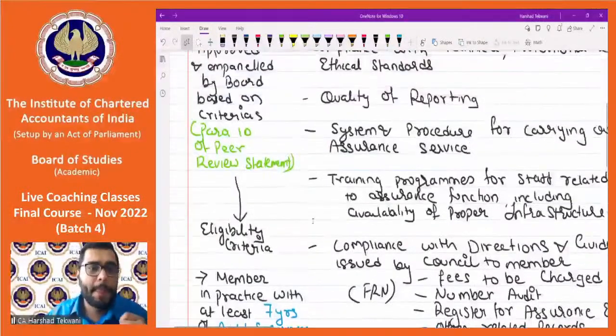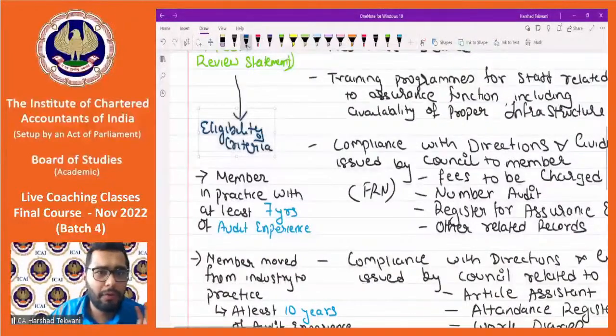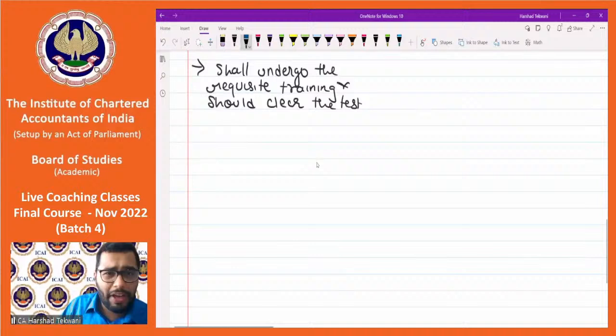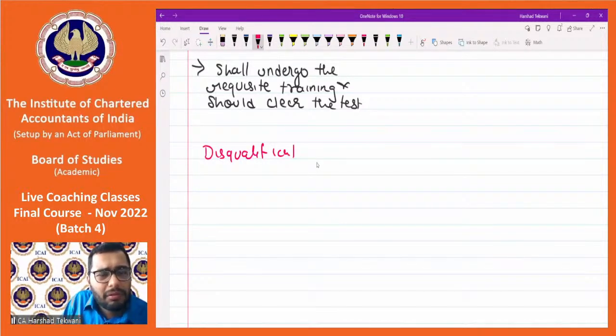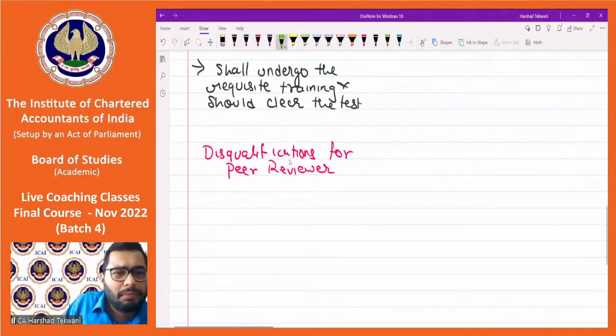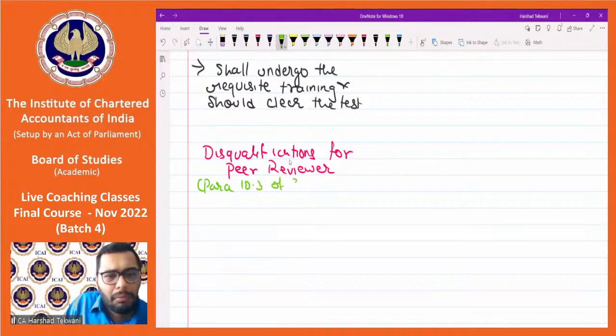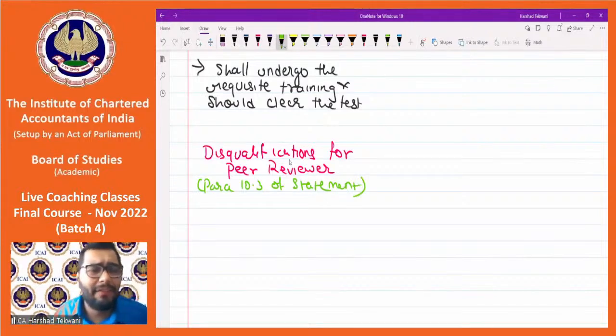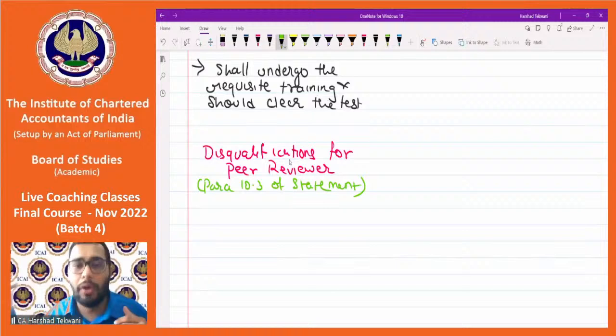Now we discussed what the eligibility requirement is. Understood, fine. But there are some disqualifications also. These are disqualifications for a peer reviewer, prescribed in para 10.3 of the statement. Why am I providing you the reference? So that you can go to the statement and read it, and it will enhance your understanding.